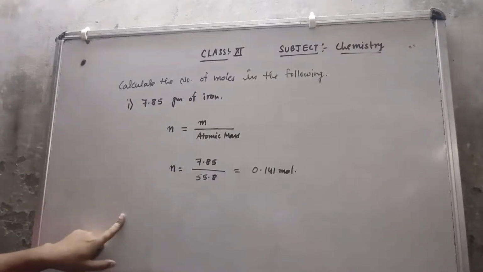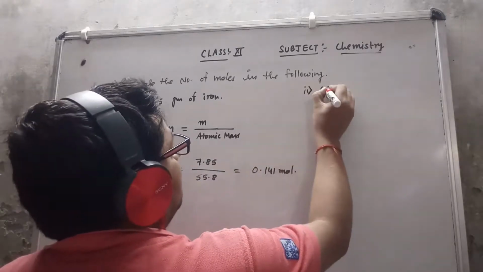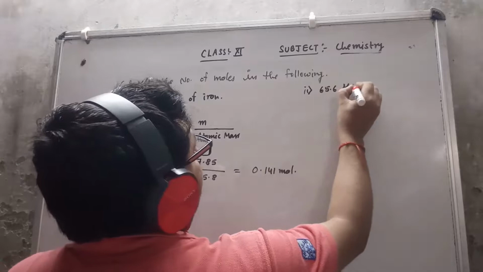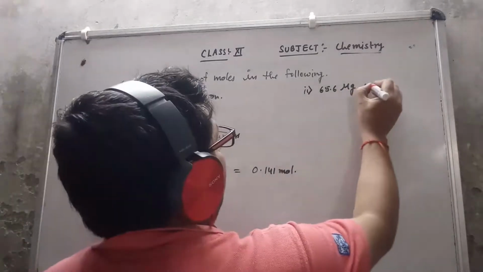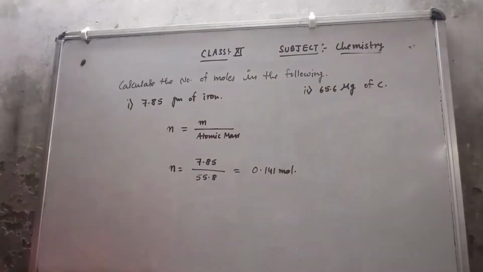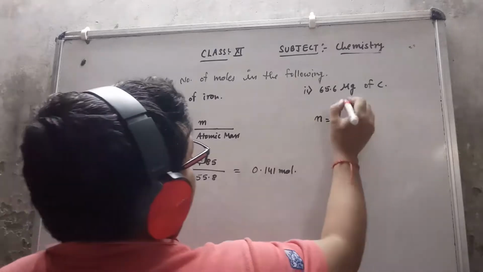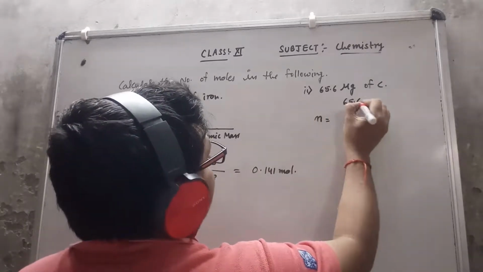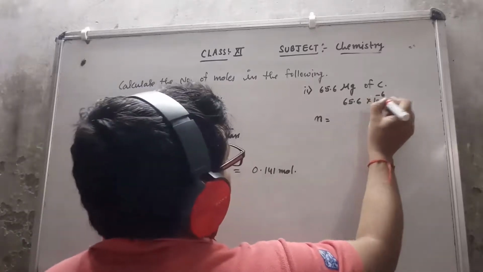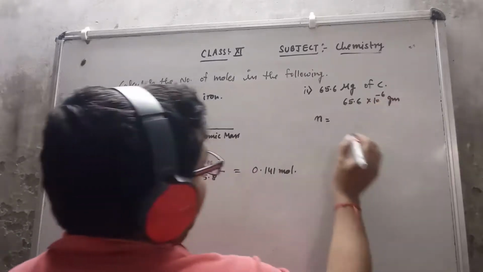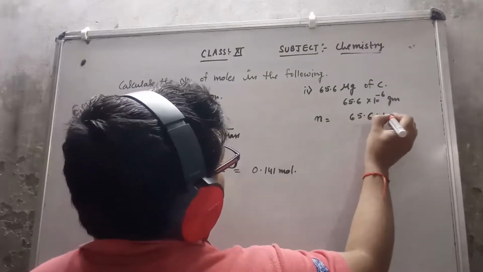The second part is 65.6 microgram of carbon. Same, I want to find out the moles. So simply, number of moles equals mass upon molar mass. This is 65.6 microgram, so to convert into gram, I will multiply by 10 to the power minus 6. Then this will be in gram. So 65.6 into 10 to the power minus 6.